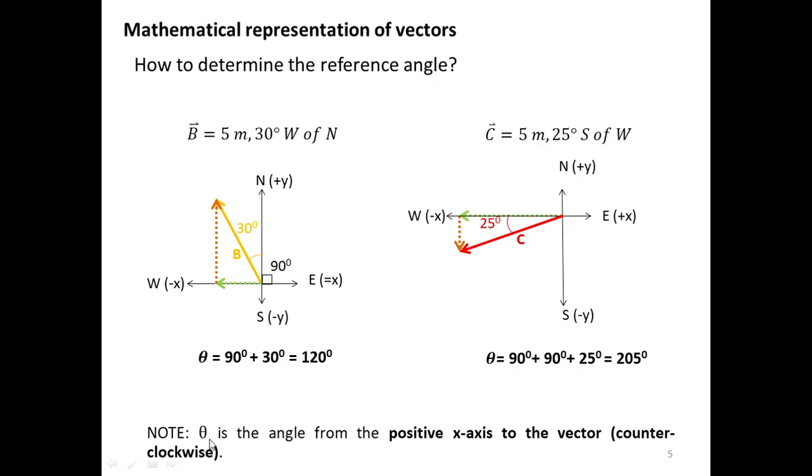You have to take note again that the reference angle is the angle from the positive x-axis to the vector in the counterclockwise measurement. If you measure it in a clockwise motion, then you will get a wrong answer because, as you can notice, this amount of angle is different from this angle. So you should really take note that we are measuring the reference angle in counterclockwise motion from the positive x-axis towards the vector itself. So this is towards that direction.